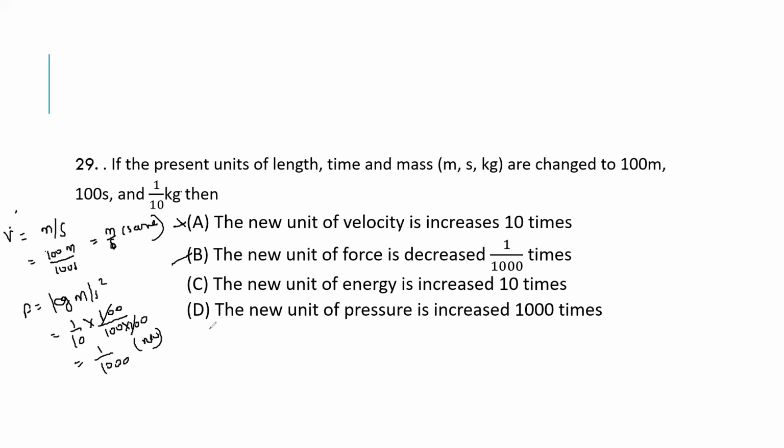Just we will verify with other options also. The unit of energy is increased by 10 times. See, the unit of energy is joule, but joule can also be written as kg meter square per second square. So mass is 1 by 10 kg, into meter is 100 into 100, divided by time, which is again 100 into 100. So here 100 will get cancelled. It becomes 1 by 10. But here they have given 10 times. If it is 1 by 10, then it would be correct, but it is given as 10 times. Therefore, this also goes wrong.